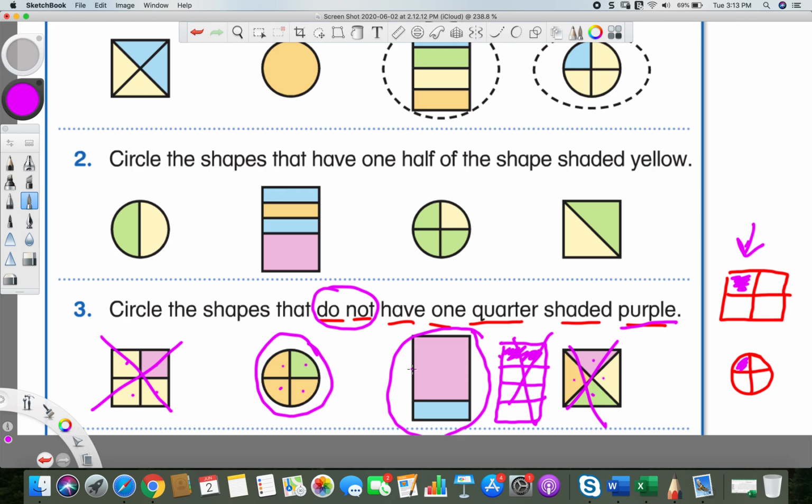So we would only circle these middle 2 shapes, this rectangle and the square, because they do not have a quarter piece shaded purple. Okay, I know it can be a little confusing, but don't worry, we're going to work on this a little bit more. Make sure you get your math workbooks for this next part and open up to the page that says 16-3.